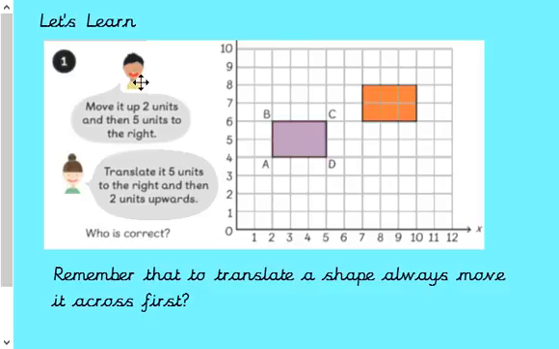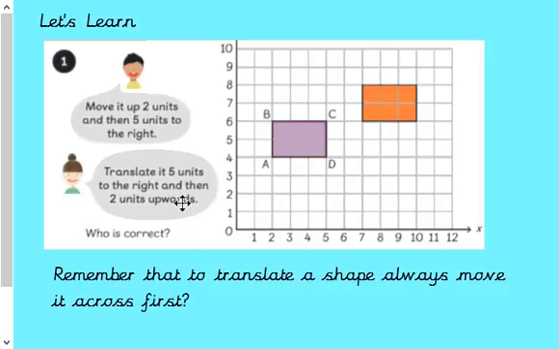Now, if I look at these two statements here that the children have made, this chap here says you move it up 2 units and then 5 units to the right. And this young lady says, well, to translate it, it's 5 units to the right and then 2 units up. Who's correct here? Press pause while you think about that and press play when you're ready to resume.